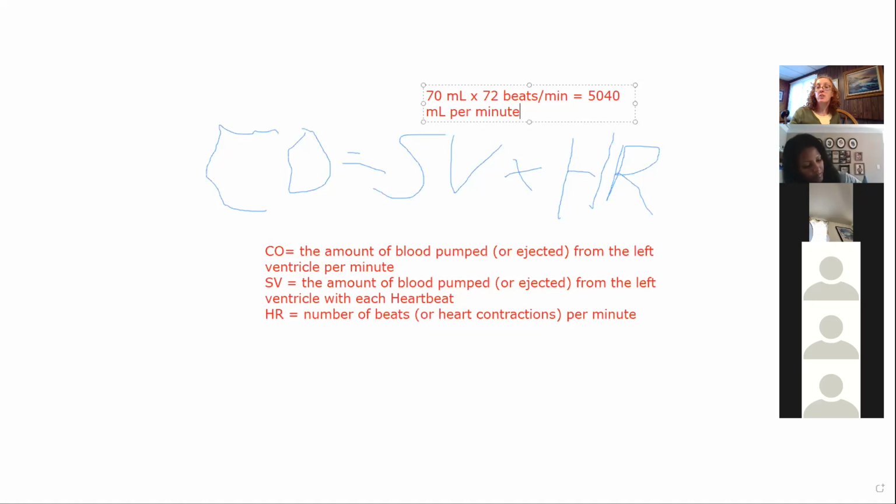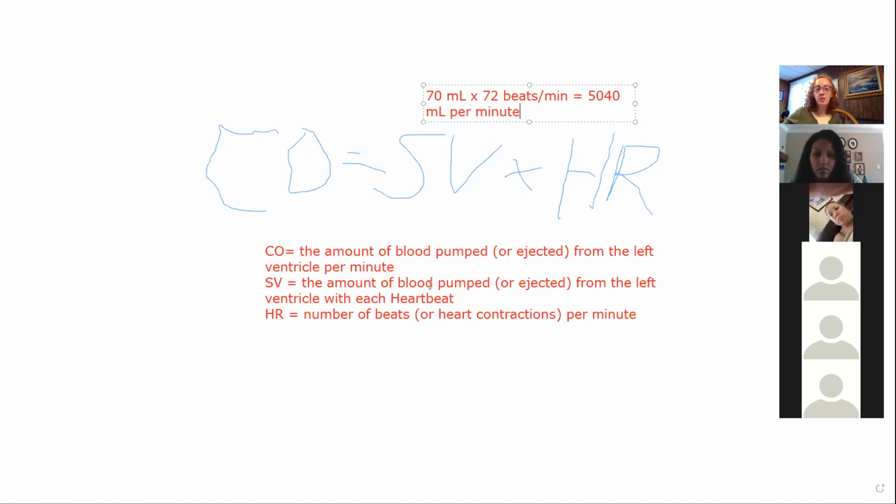So let's say, for example, she's a little dehydrated, so now her stroke volume is 50 milliliters. Well, she still has to maintain a cardiac output of 5,040 milliliters. The only way to compensate for that is to increase her heart rate. Do you see it?